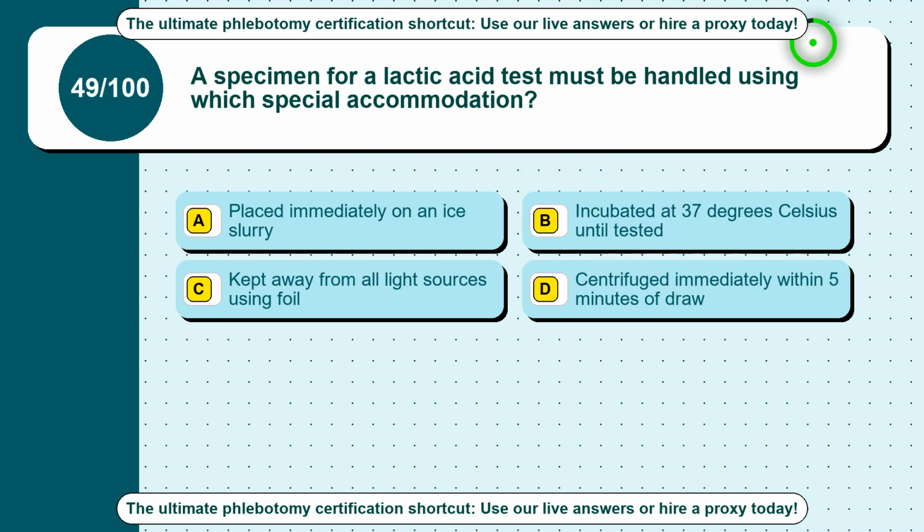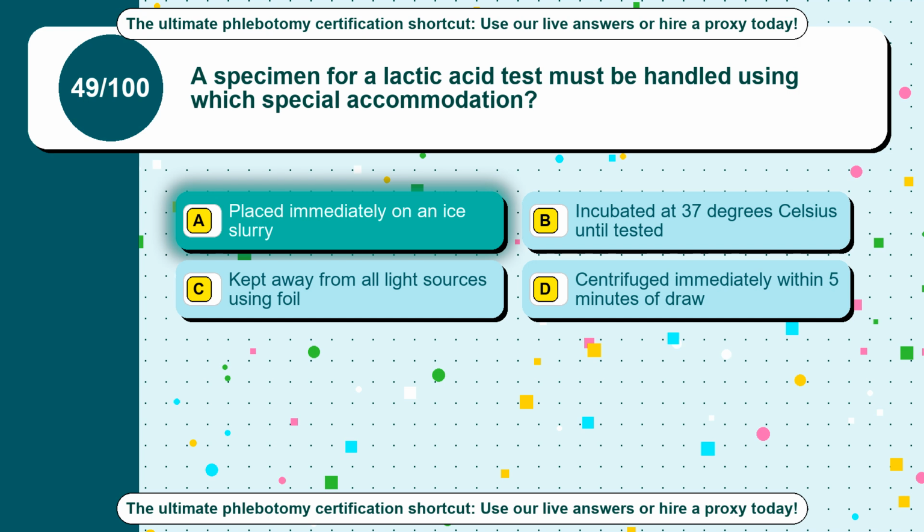Question 49. A specimen for a lactic acid test must be handled using which special accommodation? Option A. Placed immediately on an ice slurry. Option B. Incubated at 37 degrees Celsius until tested. Option C. Kept away from all light sources using foil. Option D. Centrifuged immediately within 5 minutes of draw. The correct answer is option A.